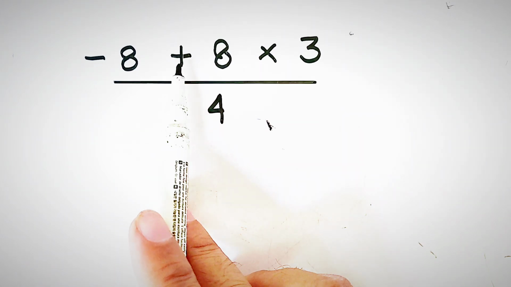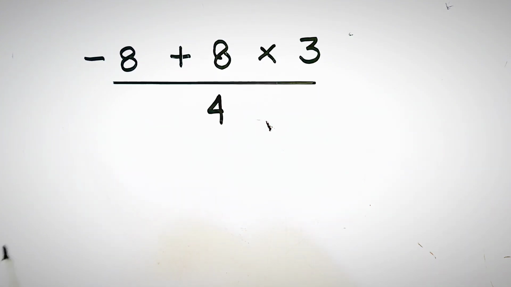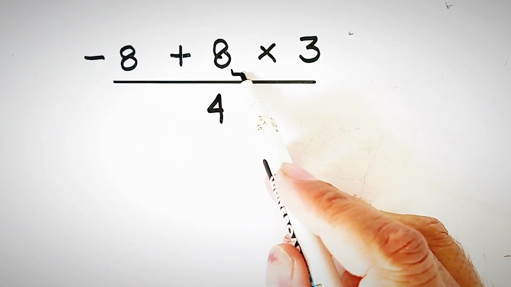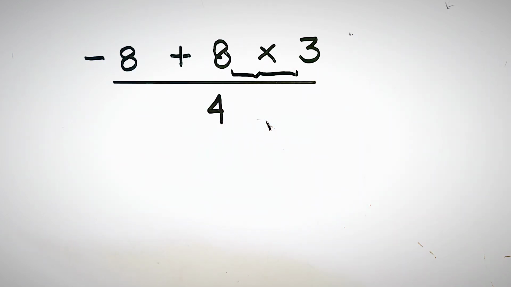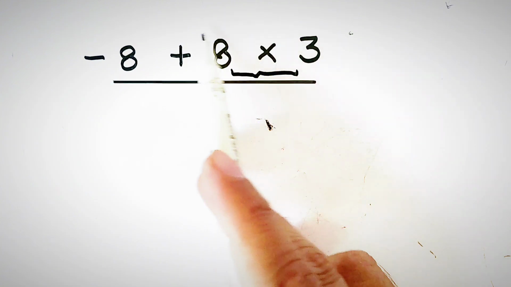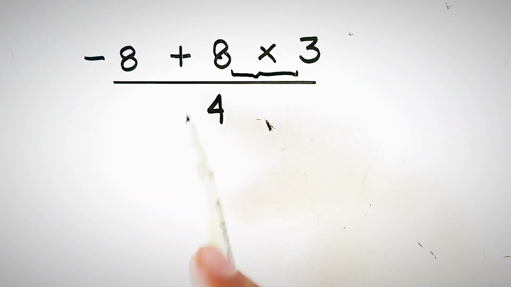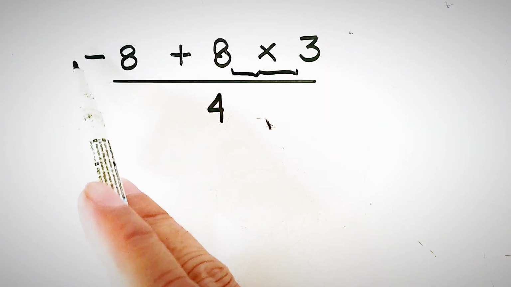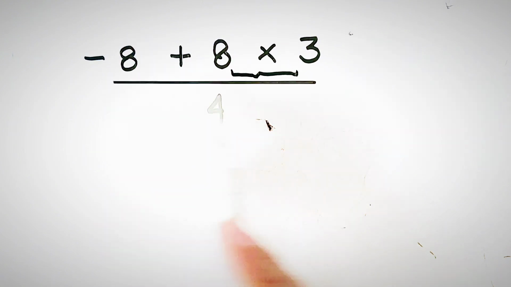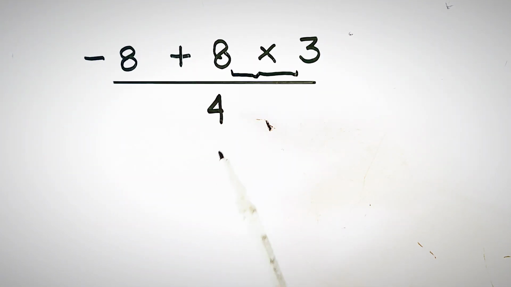In the numerator we have addition and multiplication, and remember that multiplication always has priority over addition and subtraction. Now treat the numerator as the first number and the denominator as the second number. So we have to apply PEMDAS separately over the numerator, and similarly over the denominator if we need.